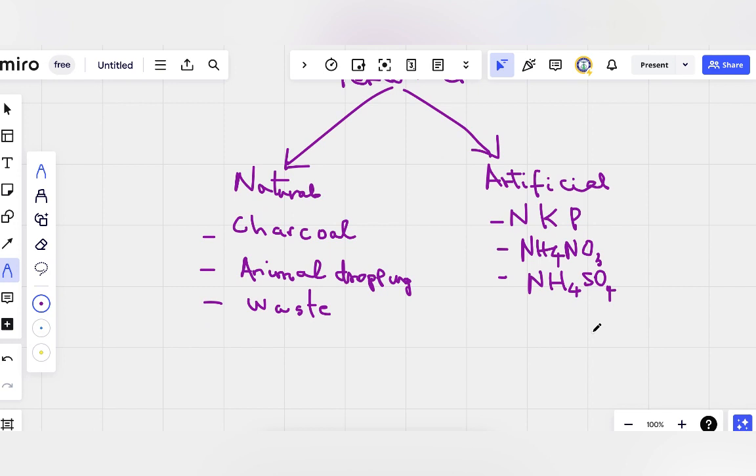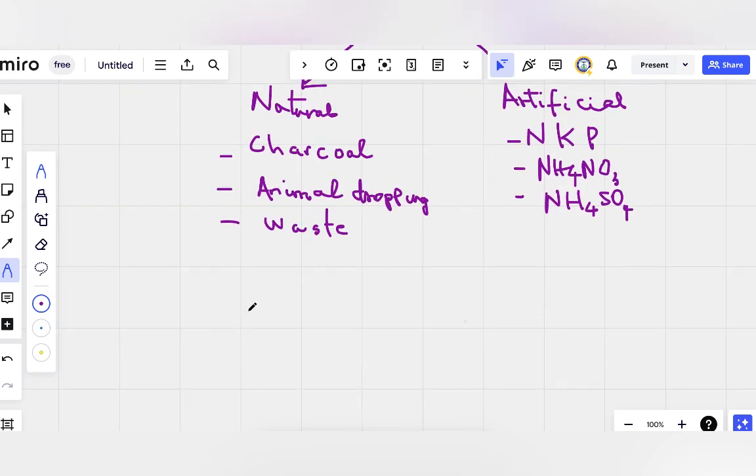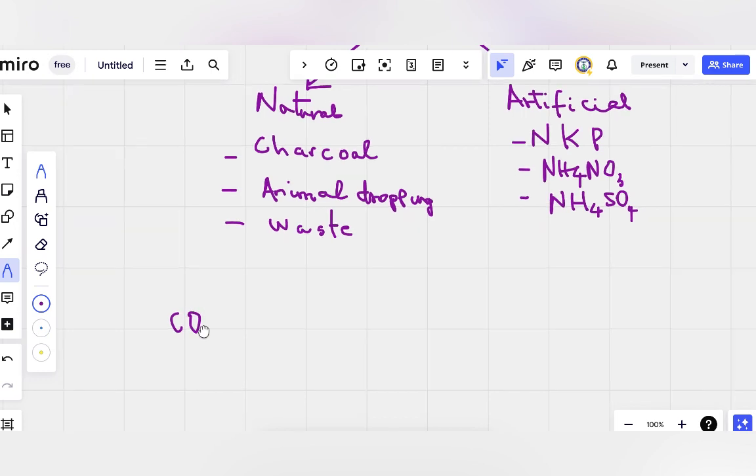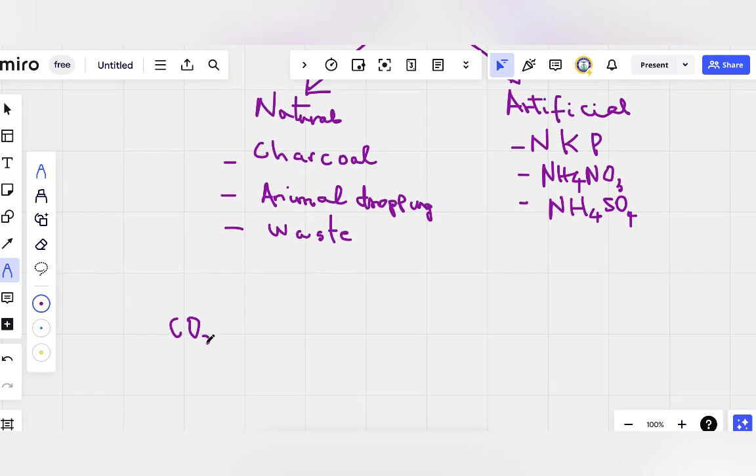So what do plants want? What do they need? We say plants need, usually we know normally what plants need. For photosynthesis, plants need carbon dioxide. The needs of plants. What do plants need? They need carbon dioxide in order to manufacture food.